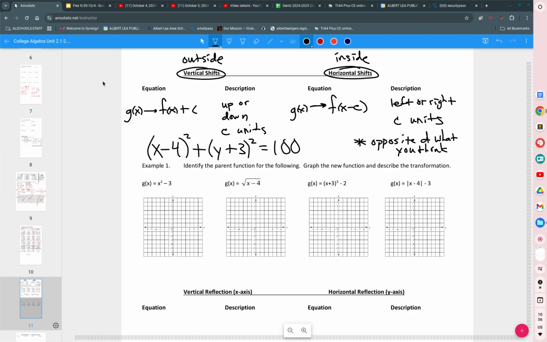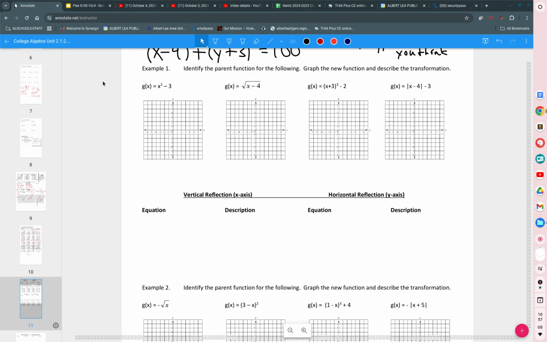Notice how it's opposite and opposite. When it's on the inside, it's opposite of what you think. See what I'm saying? So it wasn't left 4, it was right 4. It wasn't up 3, it was down 3. Okay? So when it's on the inside, it's opposite. When it's on the outside, it's exactly what you think.